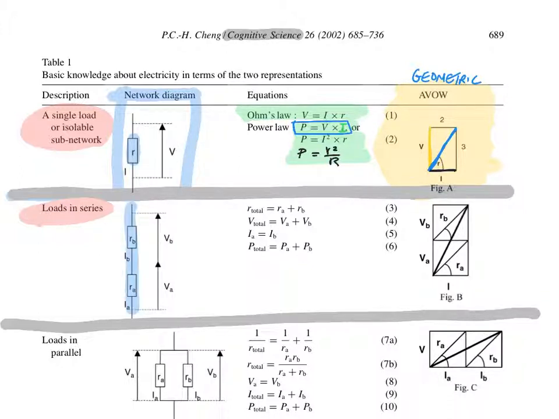2 resistors in series, and the first resistor would have a voltage A associated with it. The next resistor would have a voltage B associated with it. And the sum of those 2 voltage drops would be, if we were to continue this out, the total voltage. Let me change my arrows. Okay, that would have to be the total voltage.